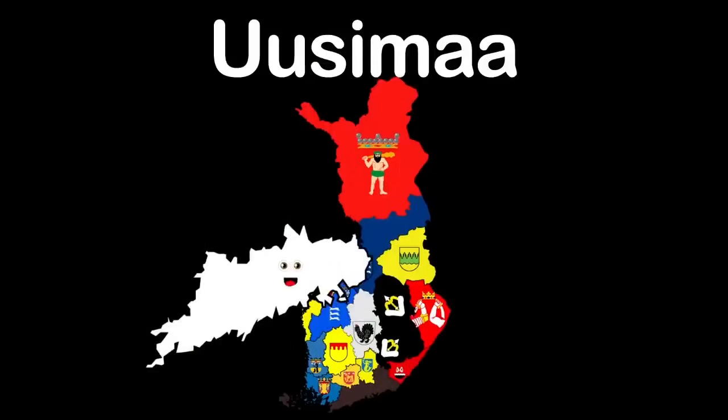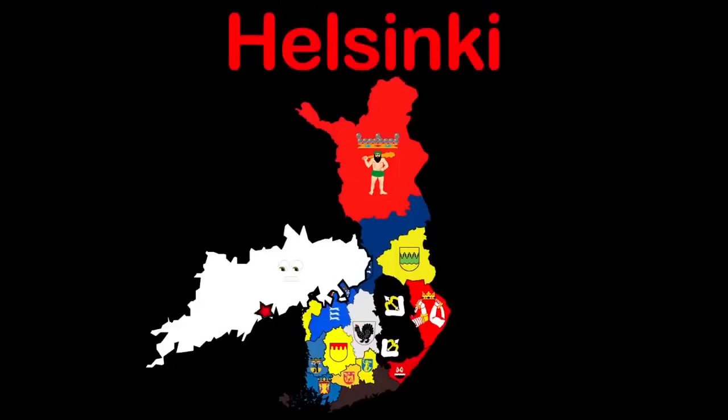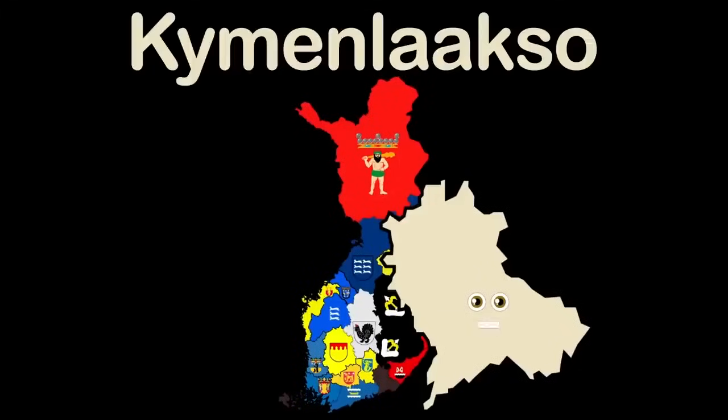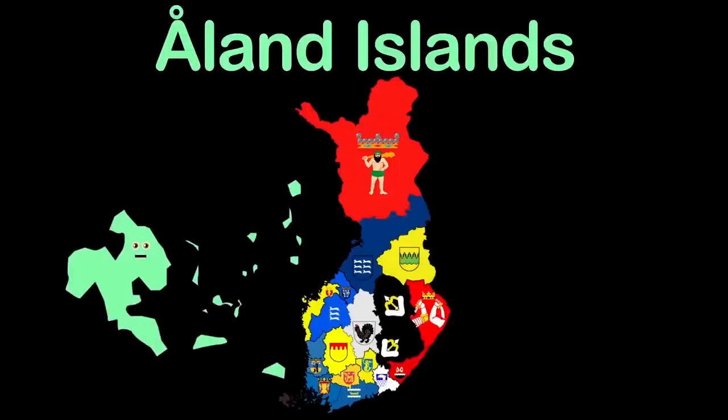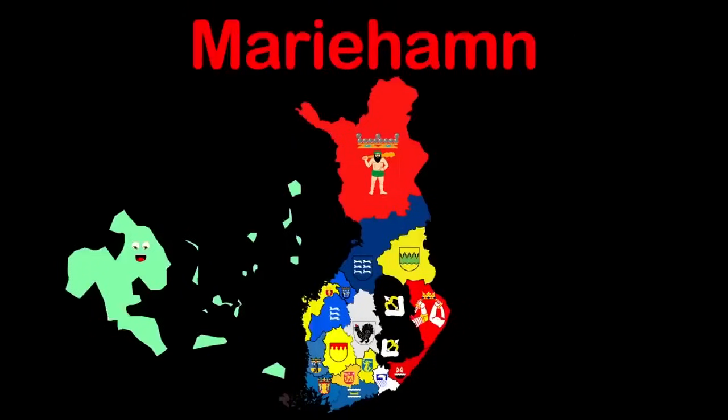Uusimaa is my name, a region in the south. Helsinki is my capital, you heard this from my mouth. I'm Kymenlaakso, so a southern region, now you know. Kotka is my capital, cause I told you so. I am the Åland Islands in the mouth of the Baltic Sea. Mariehamn is my capital, where you can be.